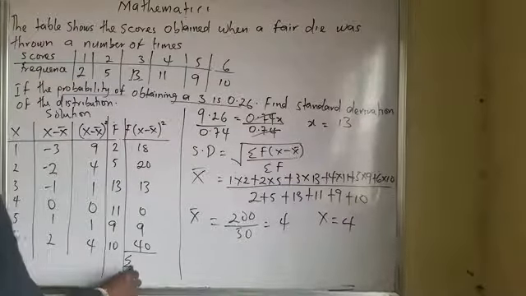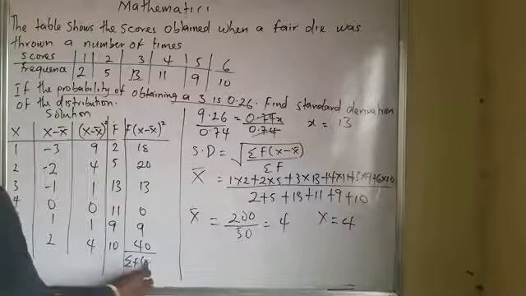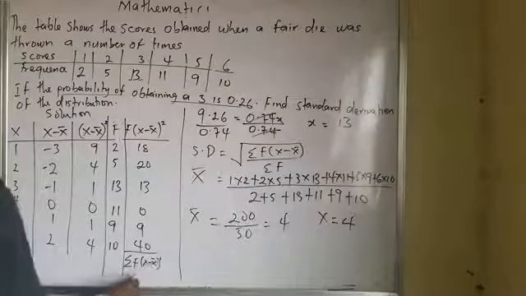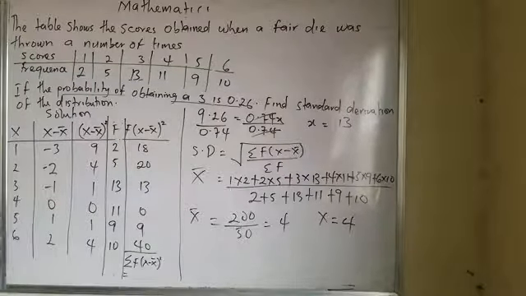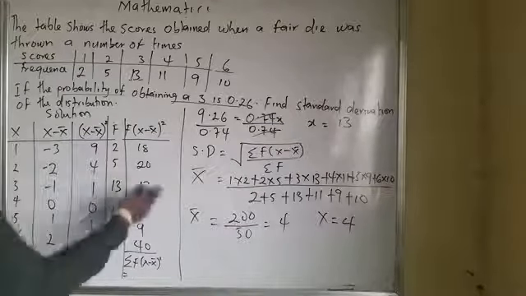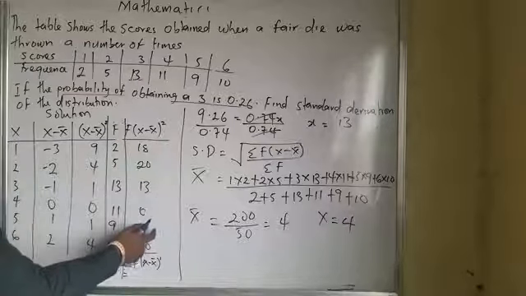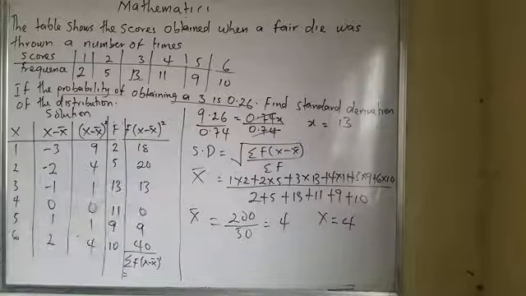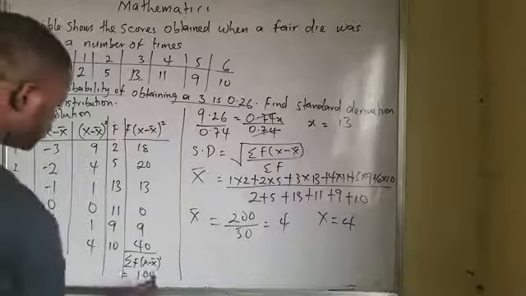The summation of f of x minus x bar squared, if I add up the whole thing, it will be equal to 40, 20, 60, 18. This one will be 20. This one will be 60. This plus this, 27. That'll be 100. It will be equal to 100.